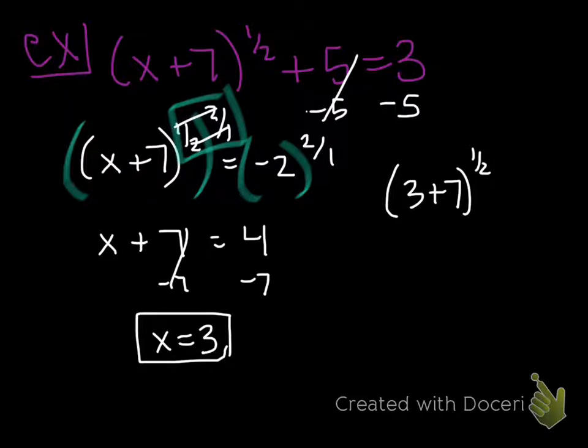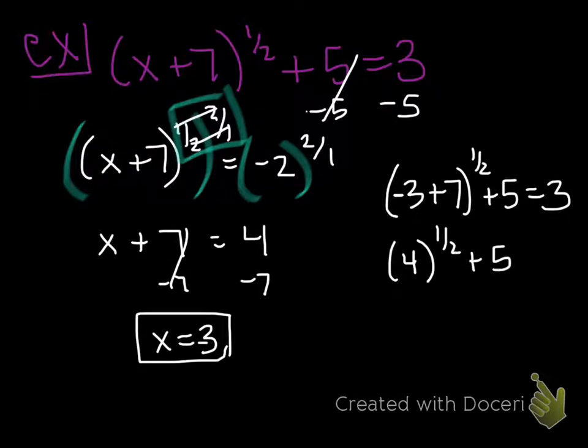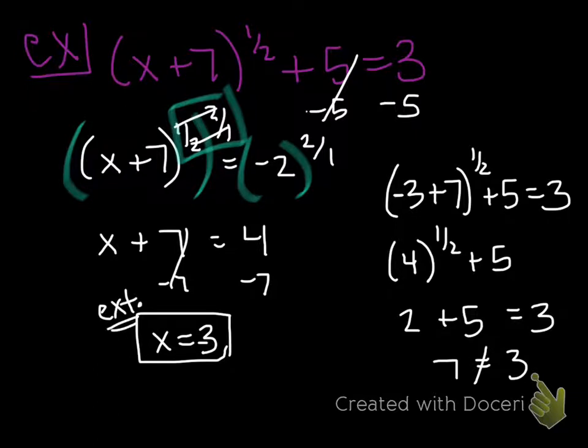You know what? I messed up. -3. Coming over here, -3 plus 7 raised to the 1/2 power plus 5, and I want to know if it equals 3. -3 plus 7 is 4. 4 raised to the 1/2 power means the square root of 4, which is 2. And on the left side, we get 7, and on the right side, I get 3, which is not a true statement.